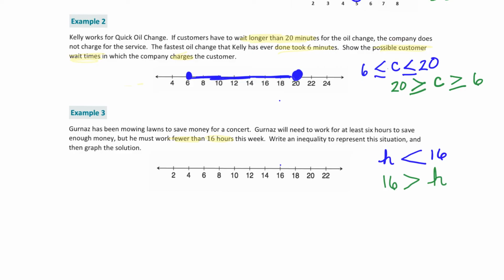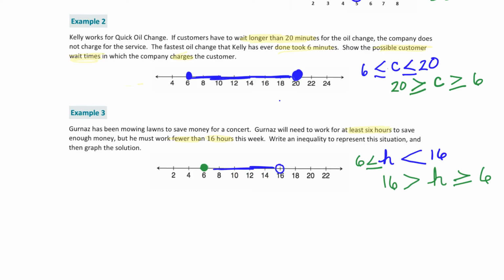So now let's graph it. 16 is not included, and we need to go less than 16. But it's important that we remember that they told us that he needs to work at least 6 hours, so he cannot work less than 6 hours. So at least means right there. So that means we have to do 6 hours here or more. So that means he can work at least 6 hours, but less than 16.